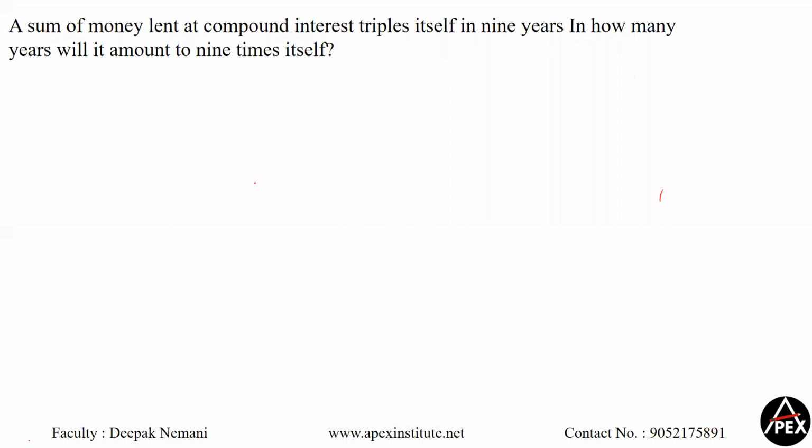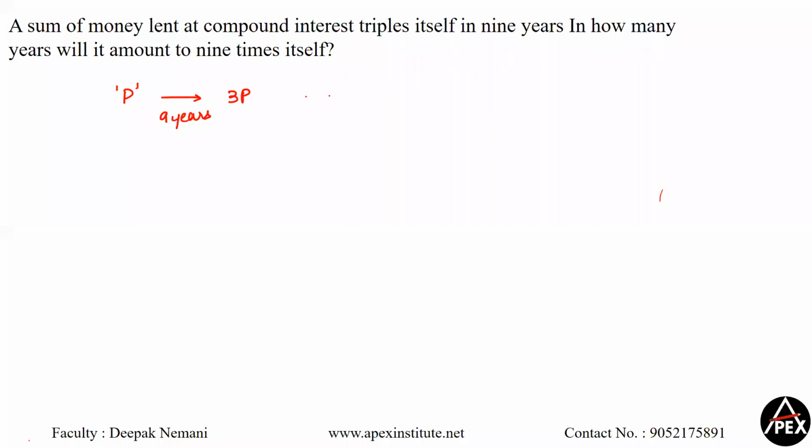So a sum of money lent at compound interest. Let me consider that amount as P. It triples itself in 9 years, so this P will become 3P in 9 years. In how many years will it amount to 9 times of itself?